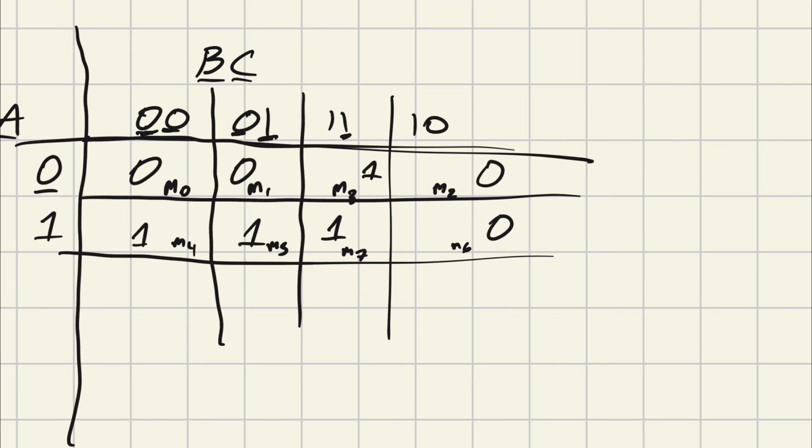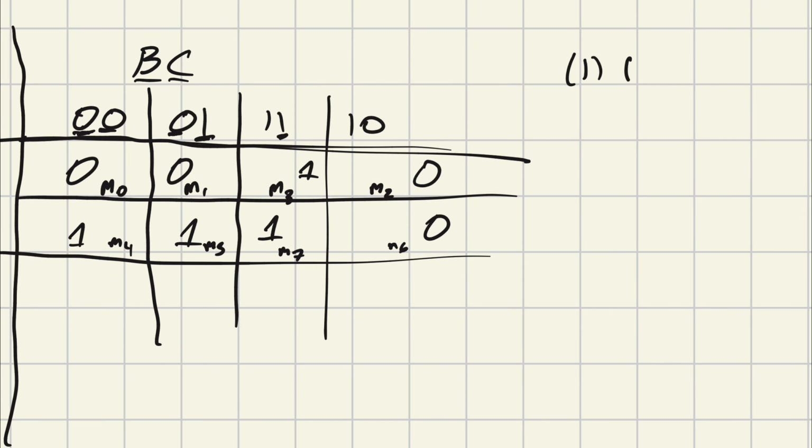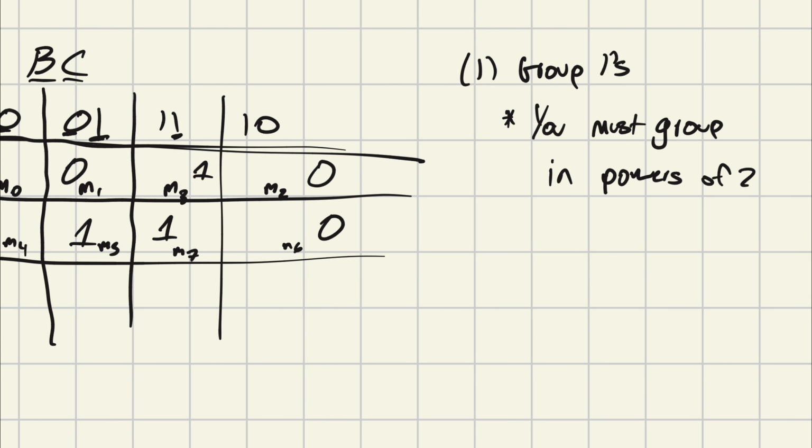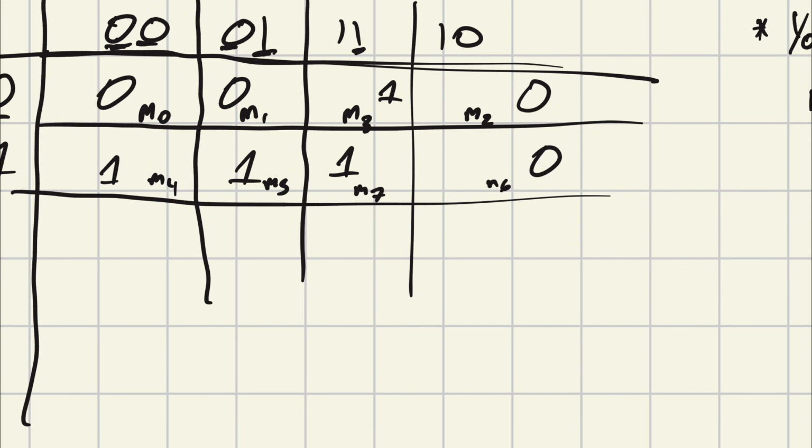Now, to simplify this K-map, we're going to first start grouping our ones. So step 1, group ones. Now there's one very important rule here. You must group in powers of 2. So 2 to the power 0, 2 to the power 1, 2 to the power 2, and so forth. Meaning, you cannot group 5 ones together because 5 is not a power of 2. The easiest way to group is by first grouping the largest group of ones that you can that corresponds to a power of 2.